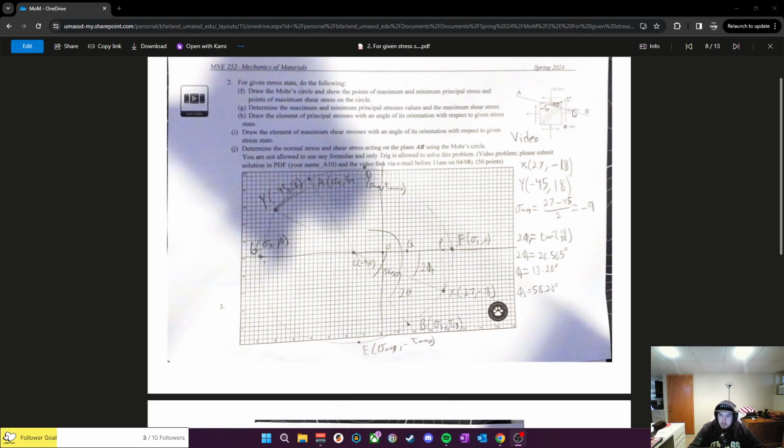The x point from the values here, which was 27 megapascals, and then I also have 18 megapascals, negative 18 because it is going clockwise. And then the y is negative 45 megapascals and positive 18 megapascals because the shear is going counterclockwise. The sigma average is the two normal stresses added together, which is 27 minus 45 over 2, which comes out to negative 9.